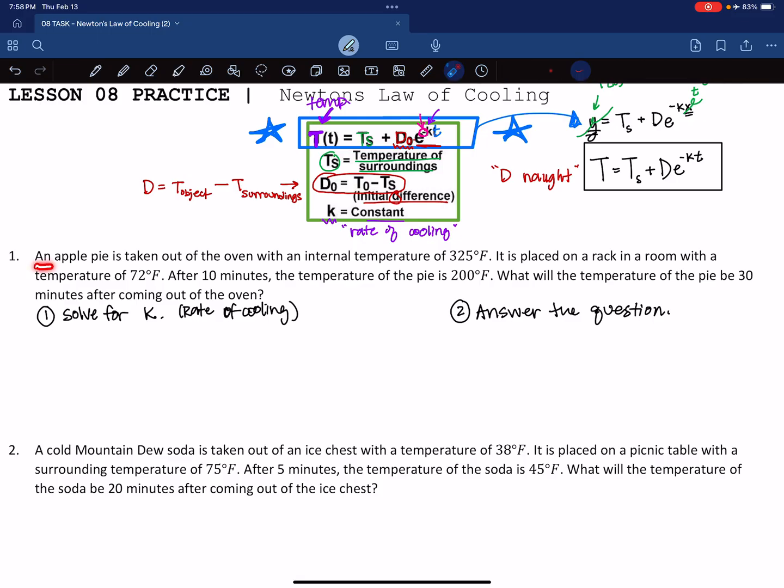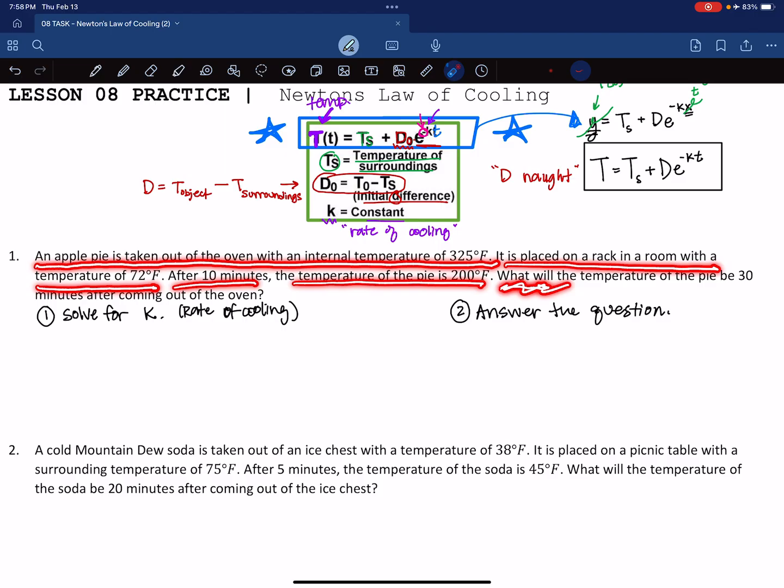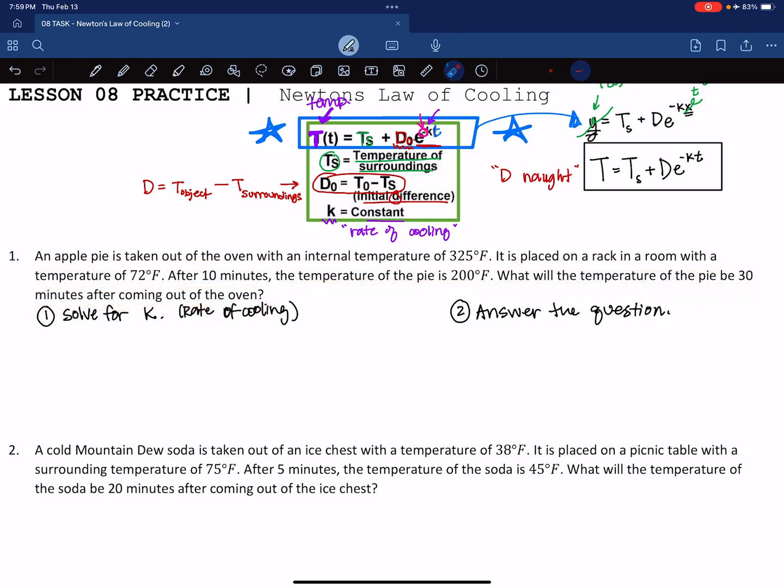Let's read our problem. An apple pie is taken out of the oven with an internal temperature of 325 degrees Fahrenheit. It's placed on a rack in a room with a temperature of 72 degrees Fahrenheit. So bake apple pie, take it out of the oven, set it on the kitchen counter. After 10 minutes, the temperature of the pie is 200, so the pie is starting to cool down. Here's the question we're going to answer: what will the temperature of the pie be 30 minutes after coming out of the oven? All right, we got to break this down.